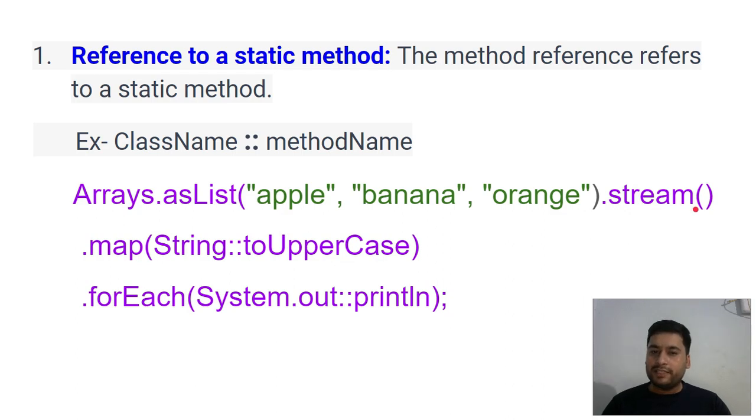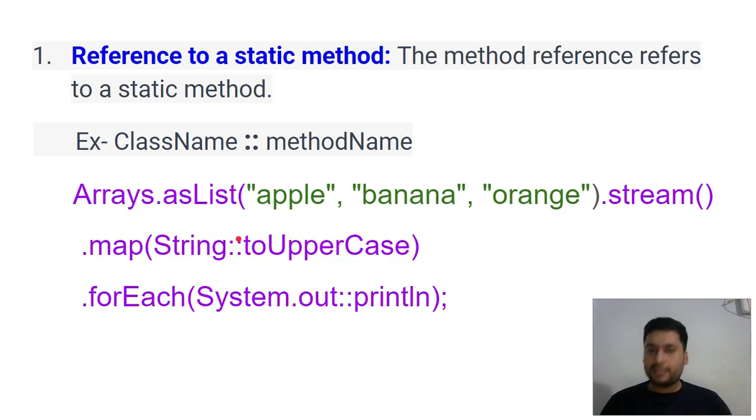We can apply with the stream, and in the stream we can apply the map, and through the map we can write something like String::toUpperCase. So this is the use of a functional interface, or you can say method reference. And through forEach also we can print each and every element which is available inside the ArrayList.